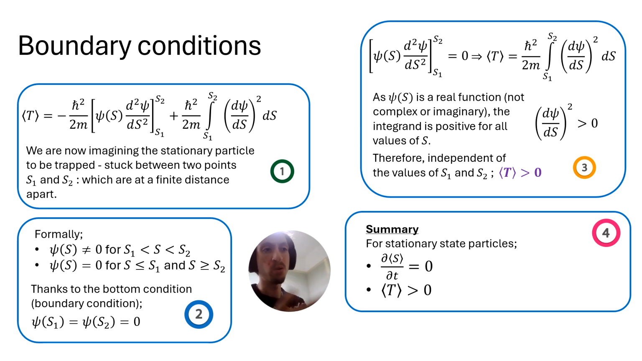The classical velocity of a stationary state particle is 0, but it has positive non-zero kinetic energy. So what's going on? How can both of these things be true? Well, we've shown it mathematically, and that's one argument, but I don't feel that's very satisfying.